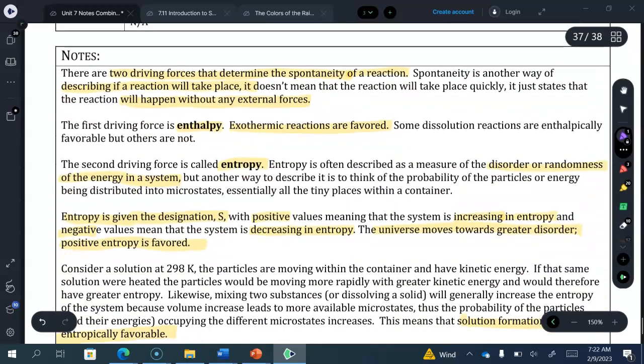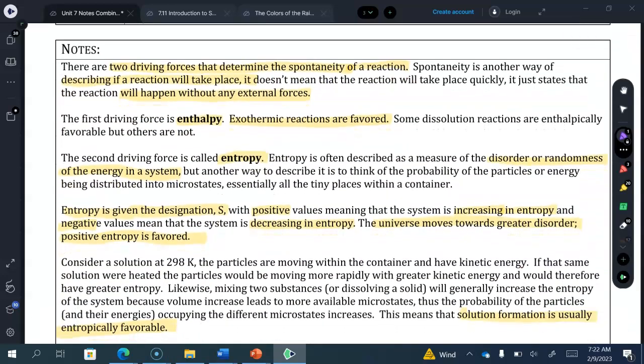Okay. So there are two driving forces that determine the spontaneity of a reaction. Spontaneity is another way of describing if a reaction will take place. It does not mean that the reaction will take place quickly. It just states that the reaction will happen without any external forces. So if you think of the decomposition of hydrogen peroxide into water and oxygen, that is a spontaneous reaction. It does happen naturally, without any outside forces. But it does not happen very fast unless you add outside forces like a catalyst or expose it to light.